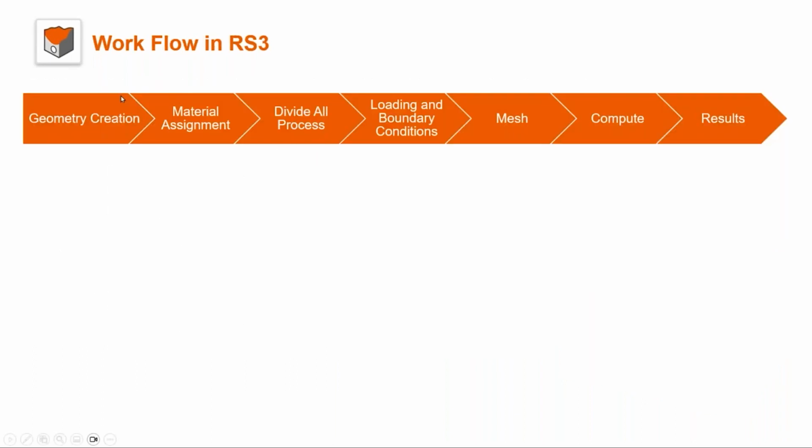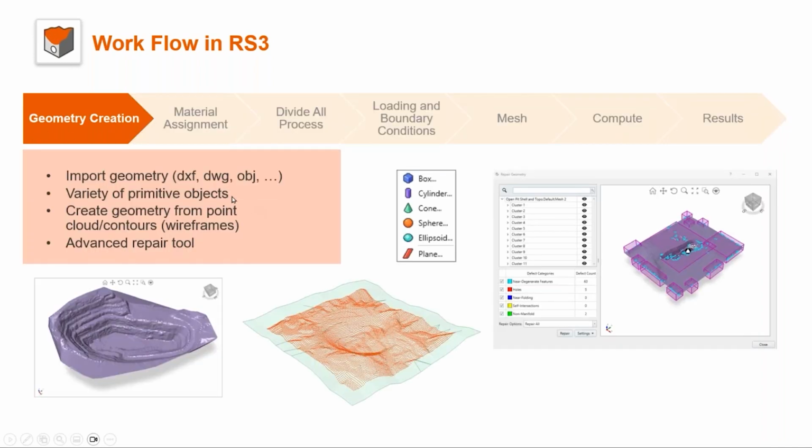In order to create a model in RS3, you need to follow these steps. The first step is geometry creation. You can either use the primitive objects that we already have in RS3 to create your geometry, or if you have a file, let's say an OBJ file or DXF file of your geometry, you can import it to the program. We have an advanced repair tool. Whenever you import the geometry, it's going to find any defects with the imported geometry, and it can fix and repair it for you.